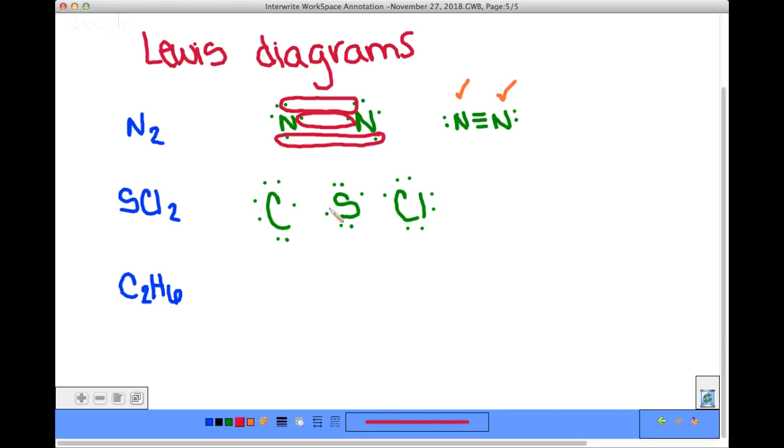Again, we're going to form a bond right here to complete our octet for each atom. So this electron right here is going to form a bond with this electron, and this electron right here is going to form a bond. Notice that they're going to fulfill their octet. So we're going to redraw this like we did over here, showing those bonds.